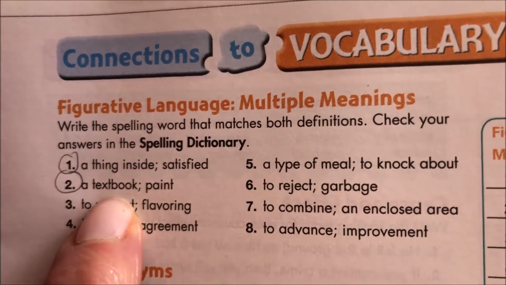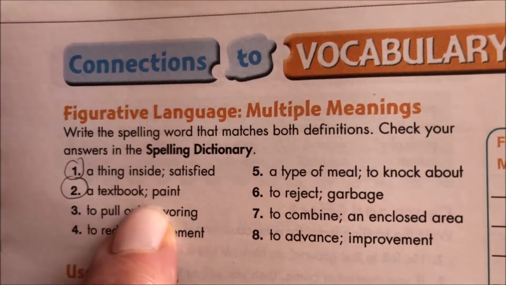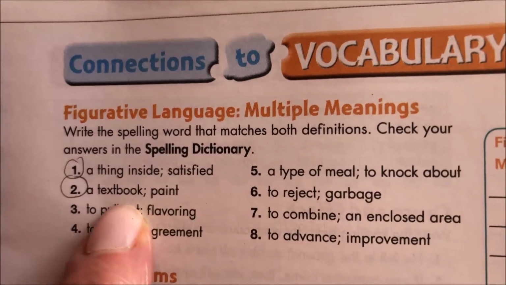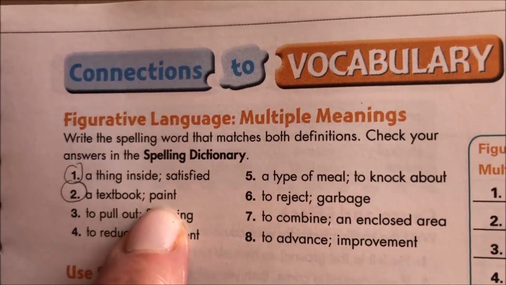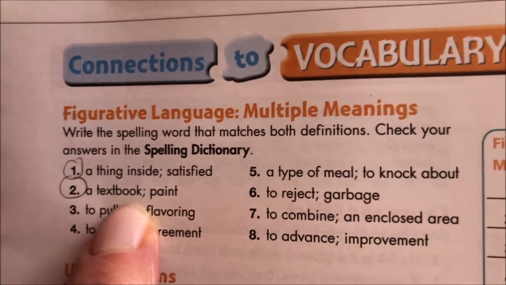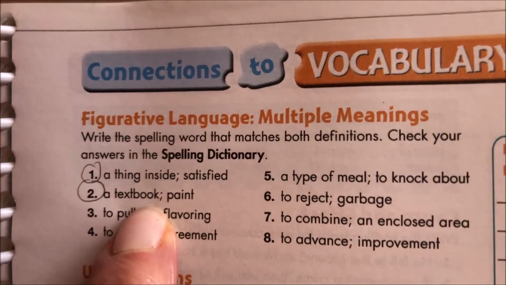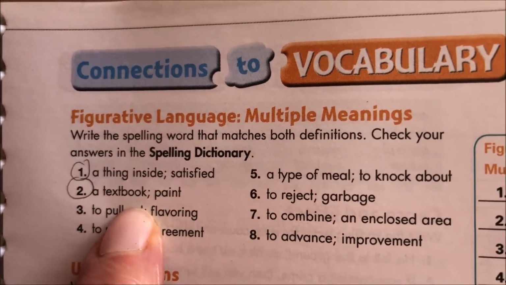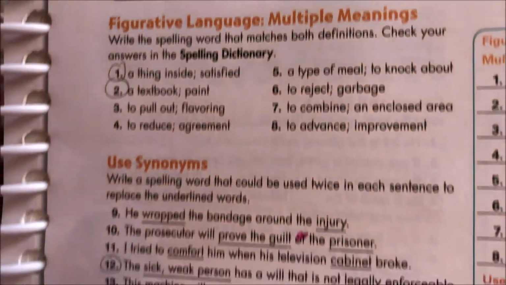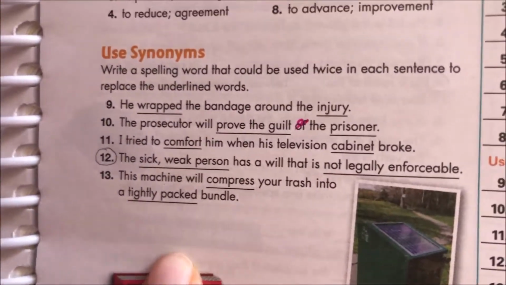Number 2, I'll do another one. A textbook or another word for paint. And the answer for both of those is primer. We don't use the word primer for a textbook anymore, but that was at one time a word used for that. The rest of those I'll let you try on your own.